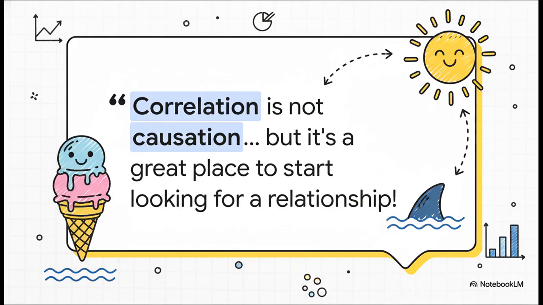All correlation means is that two things seem to move together. It absolutely does not prove that one thing causes the other. The classic example, ice cream sales and shark attacks are correlated. They both go up in the summer, but obviously buying a cone doesn't cause a shark attack. The heat is the real cause behind both.